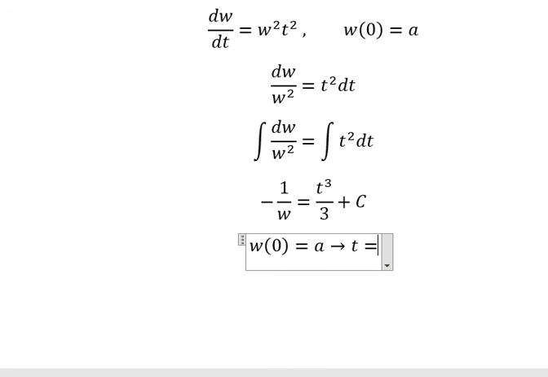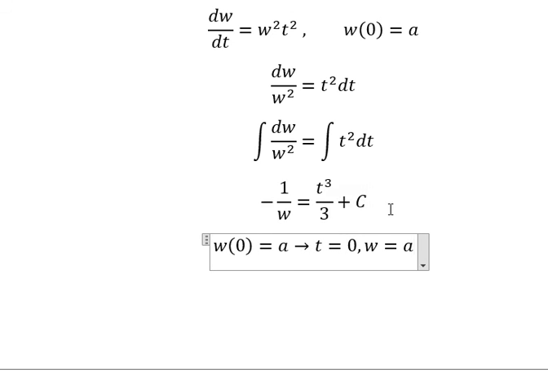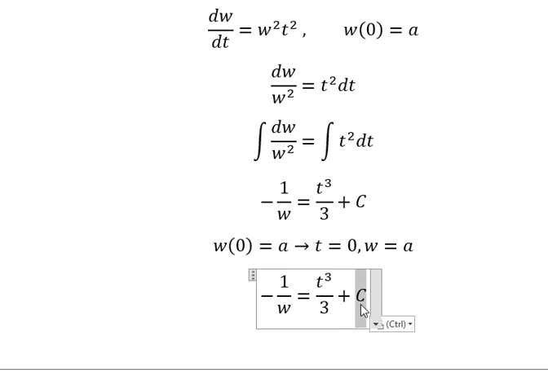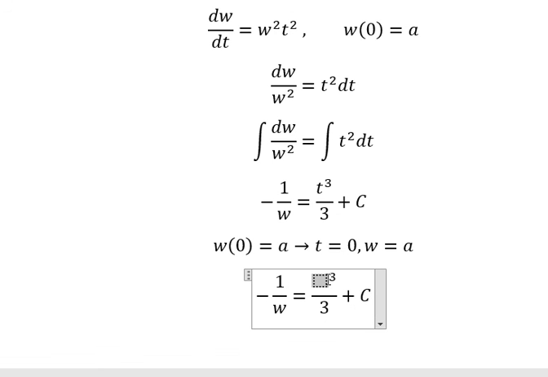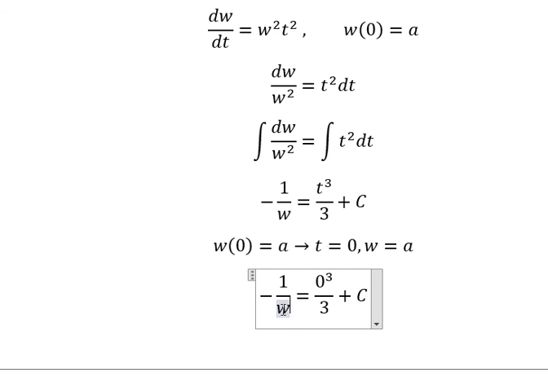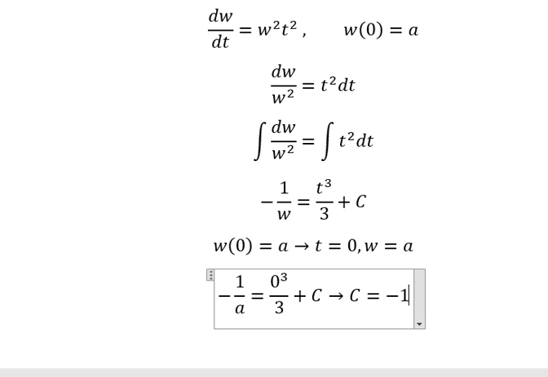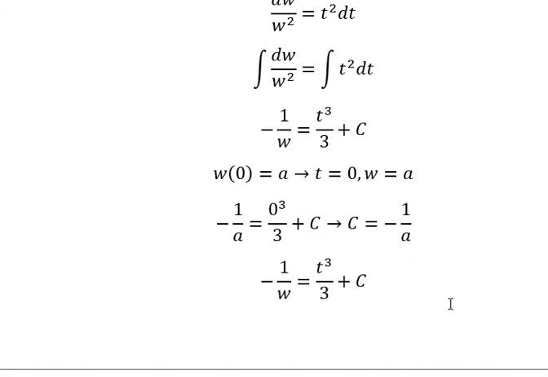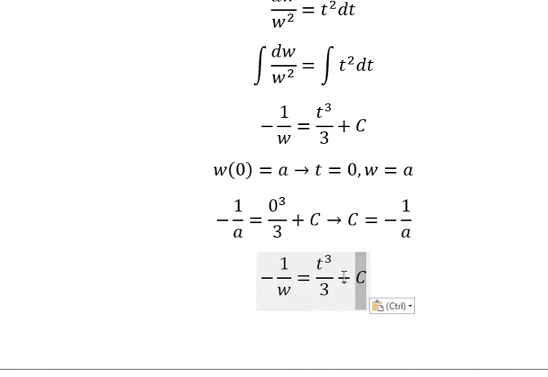That means t equals 0, w equals a. So we put this one to find the value of c, that is about the constant. And now we have c equals negative 1 over 8. So I will put this one here.